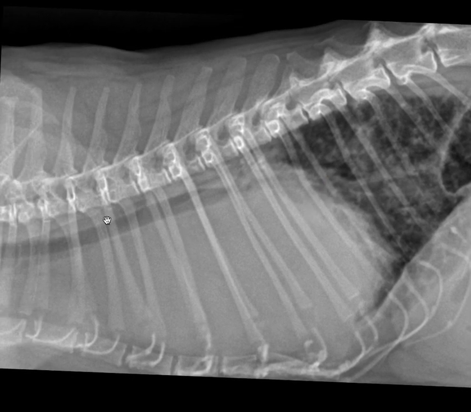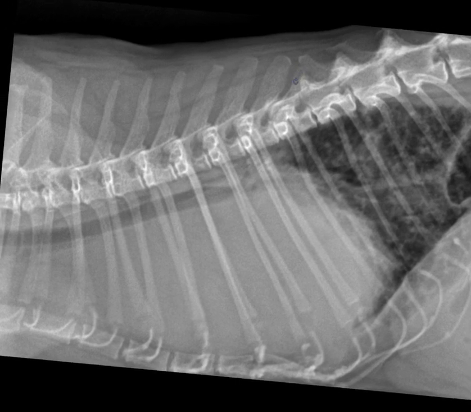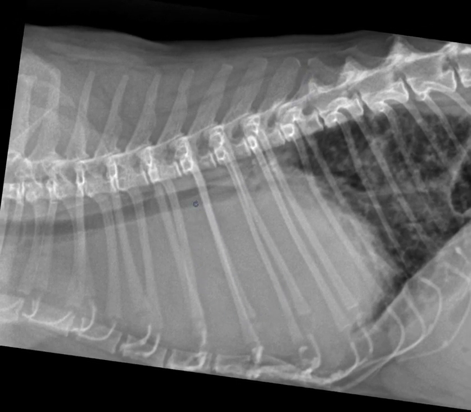So border effacement is the term that we talked about whereby we're not able to see the edge of a structure because it's in contact with another structure that has the same opacity, and so therefore the borders are obscured. Another term that we use for this is silhouetting. This is definitely what's happening here with the cranial border of the heart.